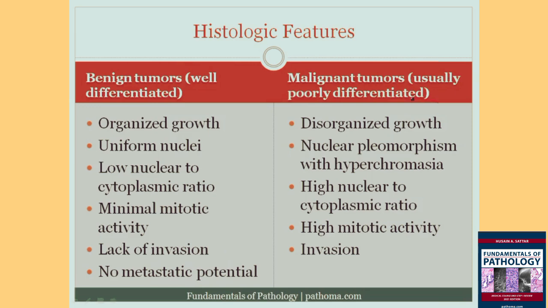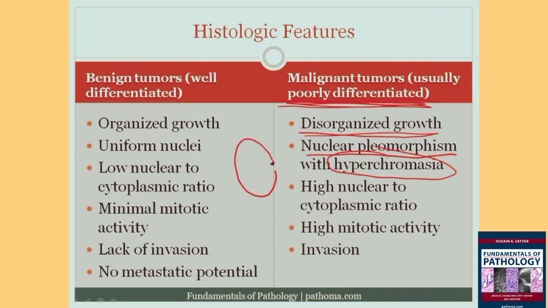It's usually poorly differentiated. And I say usually because it doesn't always have to be. It'll have disorganized growth where it doesn't really look like the tissue in which it's growing. There'll be nuclear pleomorphism. Some of the nuclei will be big and some of the nuclei will be small. There'll be hyperchromasia. The nuclei will be very dark blue. There'll be a high nuclear to cytoplasmic ratio. So if this is the cell, most of the cell will be comprised of nucleus.